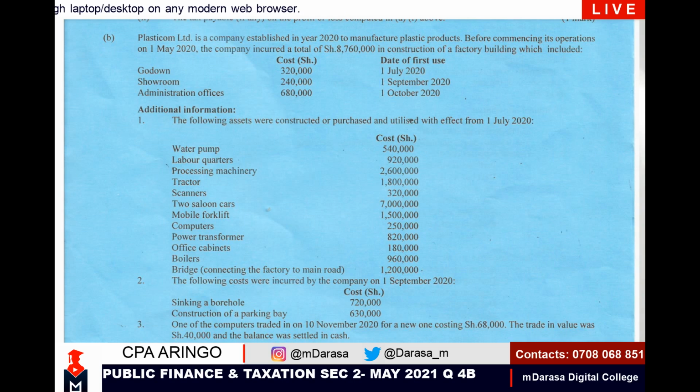Number two, we are told that the following costs were incurred by the company on 1st September 2020. Sinking a borehole. We know very well that a borehole is an ID item. Construction of a parking bay, if it is constructed within the factory premises, is also going to be taken as an ID item.